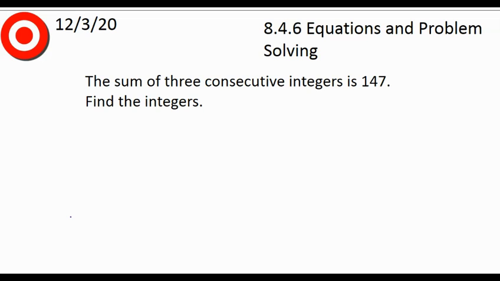So the first thing we're going to do is what is called defining a variable. And when you define a variable, for whatever reason, you always say "let." I'm going to say let x equal, and I'm going to say what x is. So what am I trying to find here? I'm trying to find three different integers. So I'm going to say x is the first integer. So now I know there's two more. If x is the first integer, what would the second integer be?